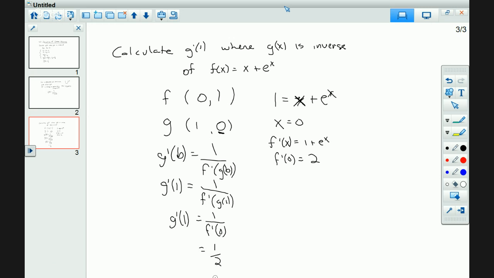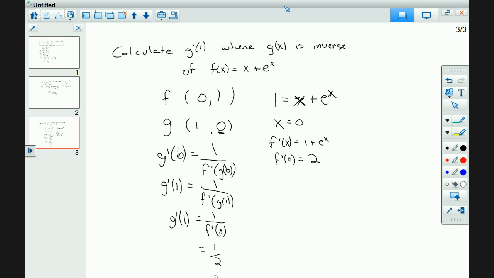F prime at 6. Understand how I got here? So I put G of 1 is 0, so I need F prime of 0. F prime of x here, so I plug 0 in. 1 plus 1 is 2.